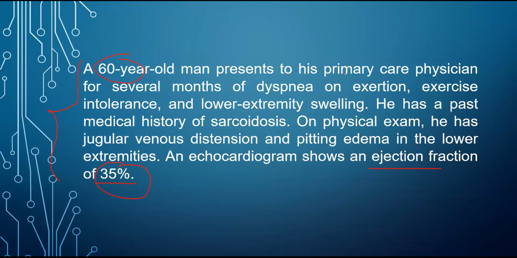So you can see it's a 60-year-old presenting to the primary care physician with dyspnea on exertion, so the patient has shortness of breath, exercise intolerance, and lower extremity swelling, which is the edema, and also a history of sarcoidosis. JVP increased is one of the very important signs of heart failure, and pitting edema. So this is how a heart failure patient presents to you in the emergency department or to a GP practice.